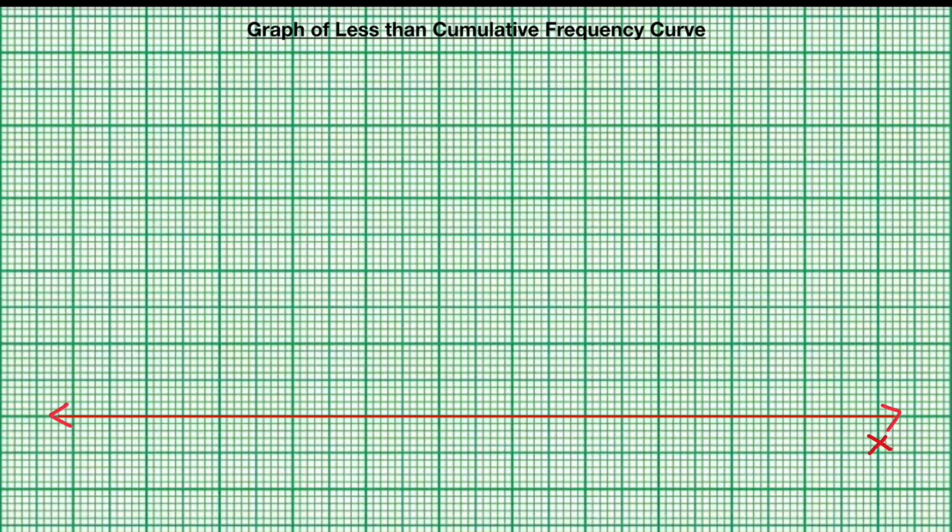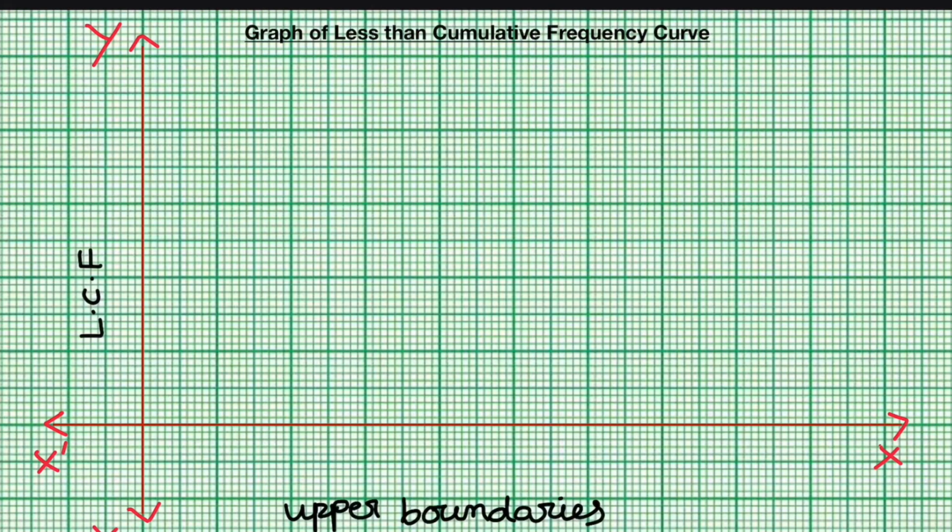To represent the data graphically, first we have to draw a horizontal line, that is the x-axis, and a vertical line to the x-axis, that is the y-axis. Now mark upper boundaries on the x-axis and their corresponding less than cumulative frequency on the y-axis. Then let us choose scale on x-axis: 1 centimeter equals 100 rupees. Scale on y-axis: 1 centimeter equals 10 workers.